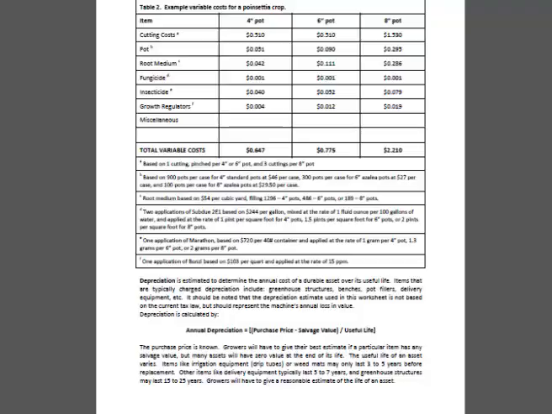And then you can see listed here the variable cost associated with each size pot. So when we look at the total variable cost, we see that the price of producing an 8-inch pot based on variable cost is significantly larger than a 4-inch pot. And when it comes time for you to determine the selling price, you're going to have to take into consideration how much you need to charge for an 8-inch pot compared to a 4-inch pot and adjust your prices accordingly.